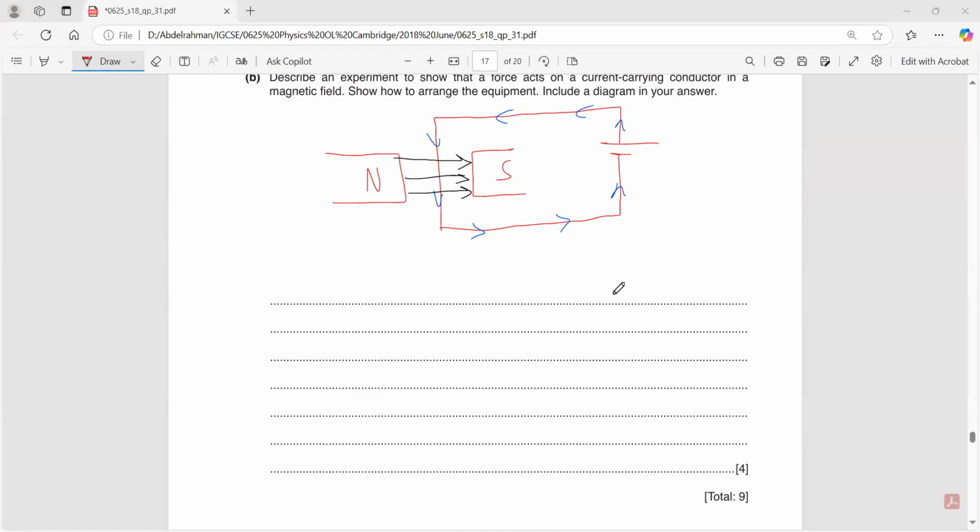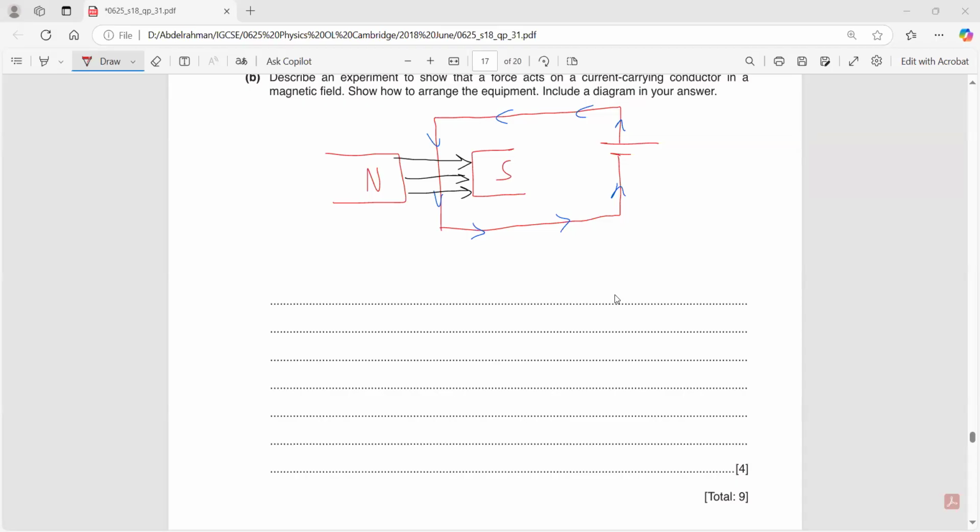You have a current carrying conductor. A current carrying conductor means that you have a wire which has a current in it. How does the current pass through the wire? By connecting it to a battery. When you connect this wire to a battery, the current passes through the magnetic field. Now you have two magnetic fields. If you think about it, where are these two magnetic fields?